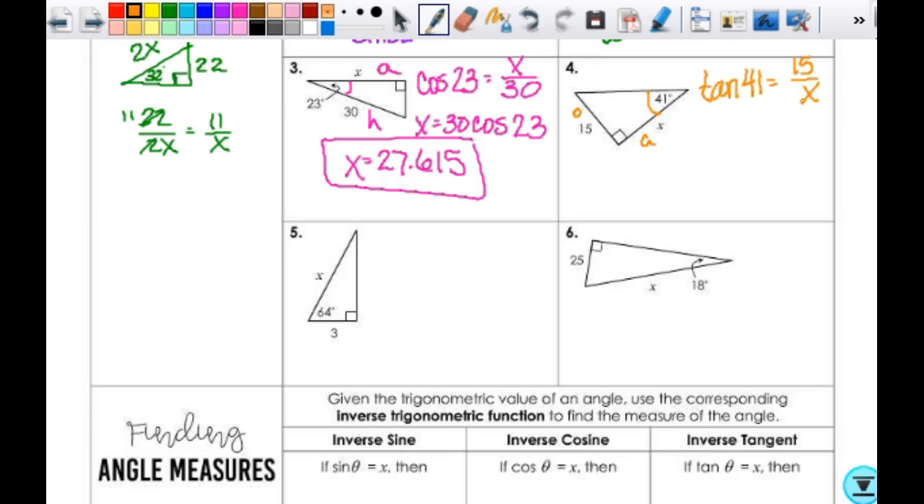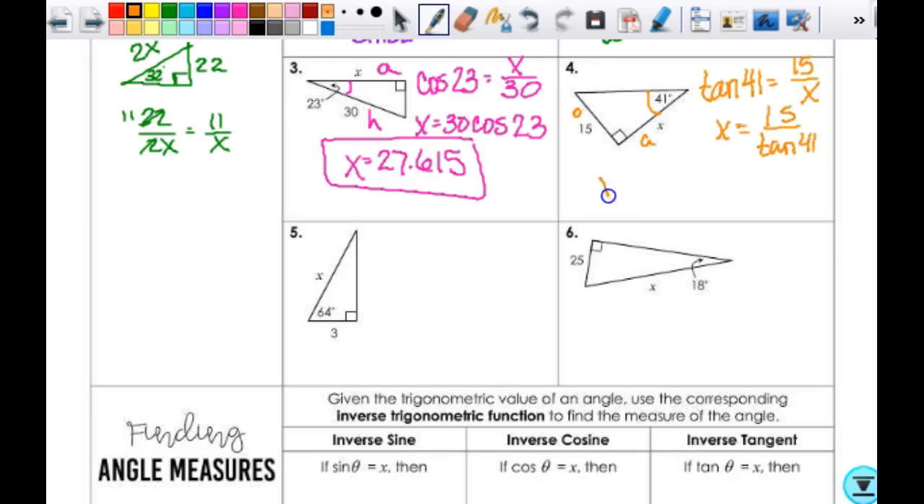And then this is opposite over adjacent. You have it labeled right. Tangent is opposite over adjacent. You have adjacent over opposite. You have it labeled correctly. You did not put it in here correctly. Okay. So guys, since x is in the denominator, these two things just switch places. So you get x equals 15 over the tangent of 41.